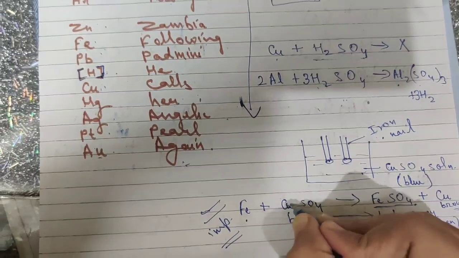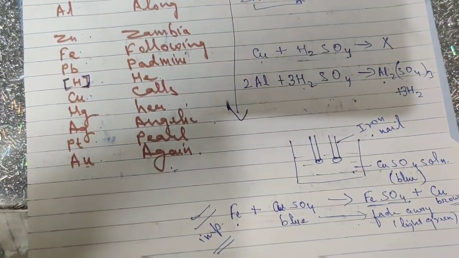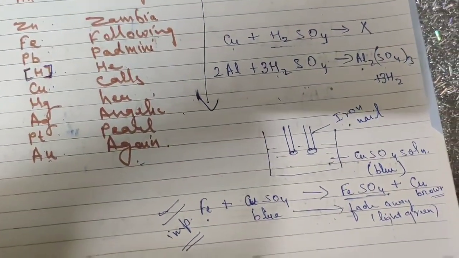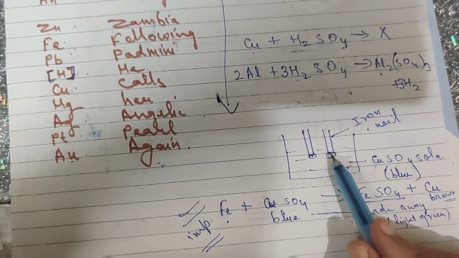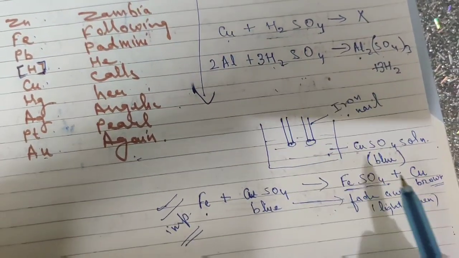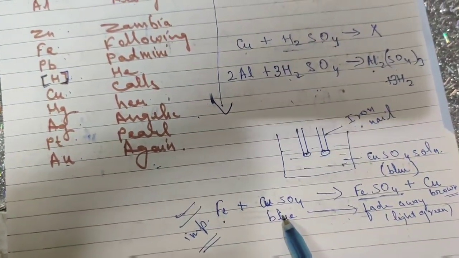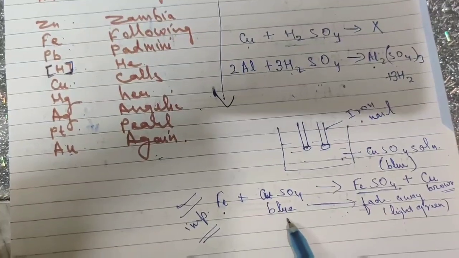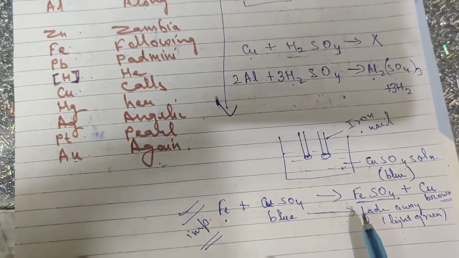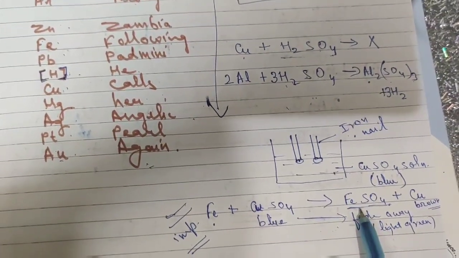Fe plus CuSO4 gives FeSO4 plus Cu. So this brown deposition over the iron nail is due to this copper, which is the product, and the color of copper sulfate fades away from blue to light green due to the formation of a new product which is FeSO4.